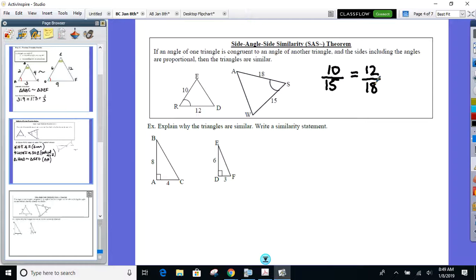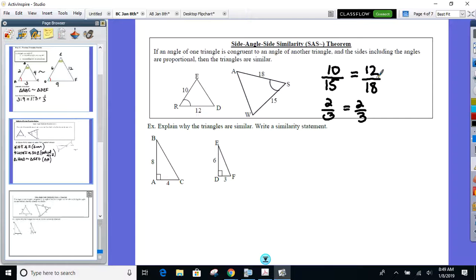I can cross multiply, perfect, or I could reduce these here. So I would have 2/3 and 2/3. So either cross multiply and they come out to be the same, or reduce them. So does everyone see side angle side here? All right, let's go to the example.